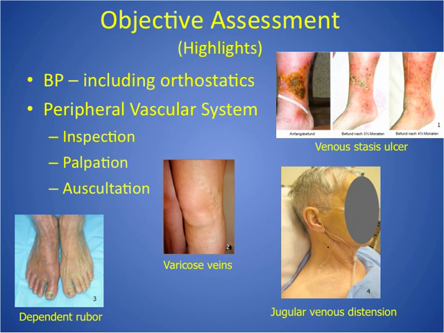What does JVD tell us? It usually tells us about right-sided heart failure. The blood is backing up into the body, and oftentimes with JVD they'll have edema to their extremities too.